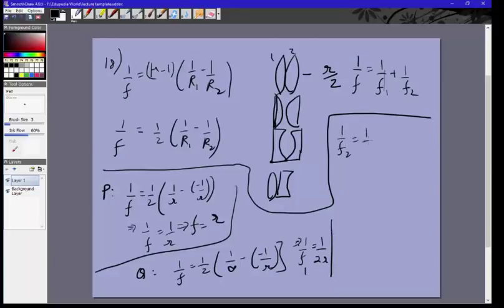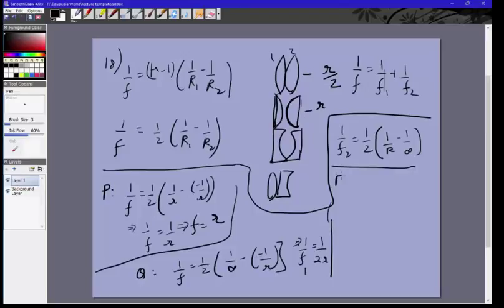1 by F2 is equal to half, which is mu minus 1, into, now this is 1 by r and this is infinity. The first one is positive. Every radius towards the right is positive. 1 by r minus 1 by infinity. So 1 by F2 is also 1 by 2r. Their sum will be 1 by r. So for this, the answer is r. So for Q, the answer is r.